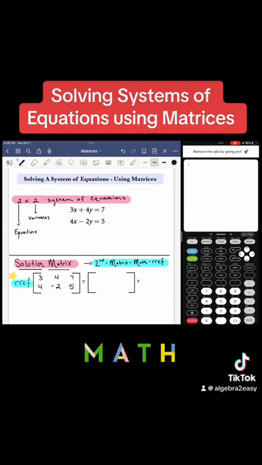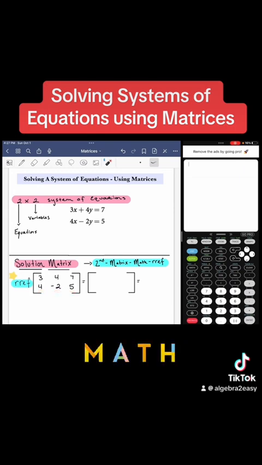So for instance, we have here 3x plus 4y equals 7. In the first row, we use the coefficients 3 and 4 from the x and the y. And then the last value is our total. I did the same thing for the second equation: 4x minus 2y equals 5.